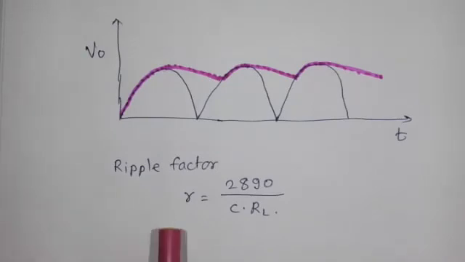The ripple factor for the capacitor filter is R equal to 2890 upon C into RL. In this equation also you have to remember that there is the presence of the load resistance RL.